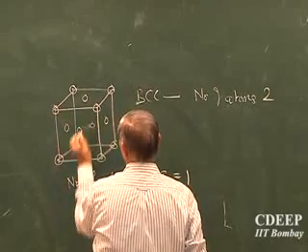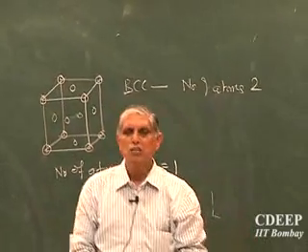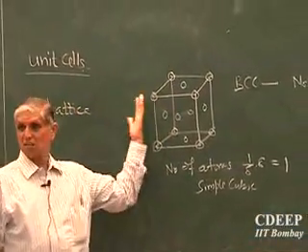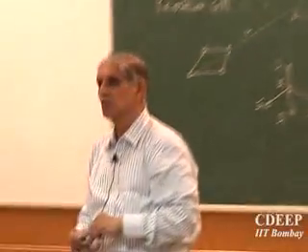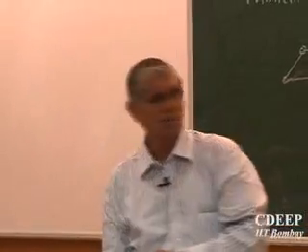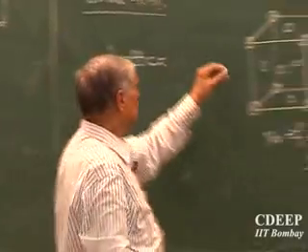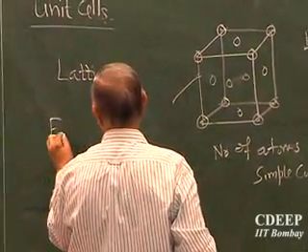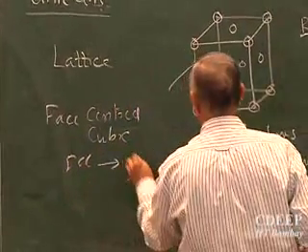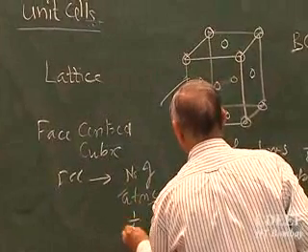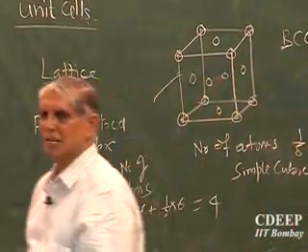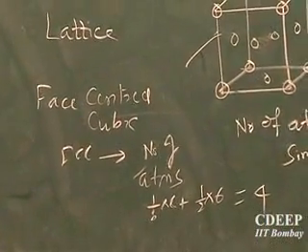But let us say on each surface, 6 surfaces are there. I don't know if I missed any or not. Now each surface atom is shared by how many? 2, because only the adjacent one can share it. Since there are 6 surface atoms, they will be shared by another 6 equivalent ones. So the total number of atoms which they are contributing is how many? 3 plus 1. So this arrangement is called face-centered cubic or FCC, and it has number of atoms 1/8 into 8 plus half into 6, which is 4. Is that clear?